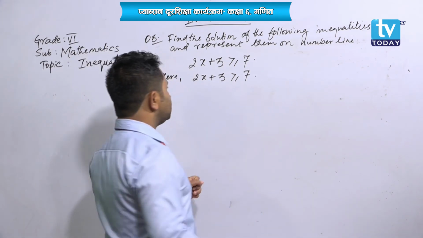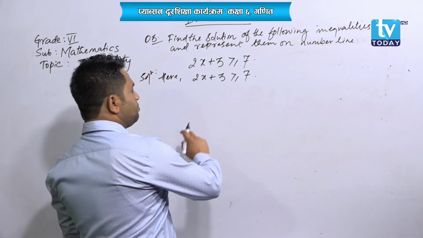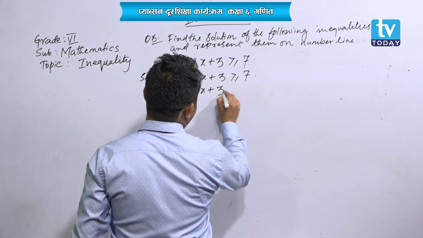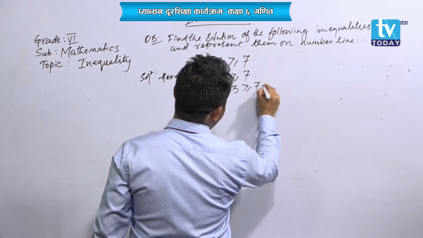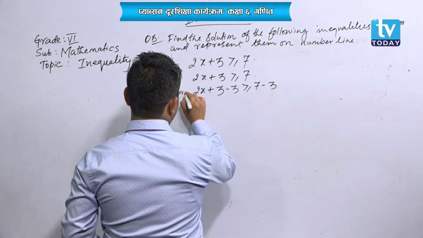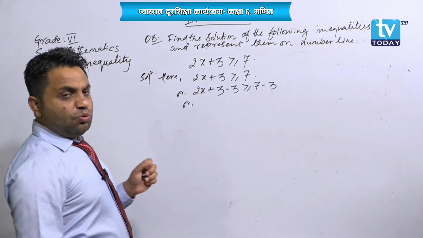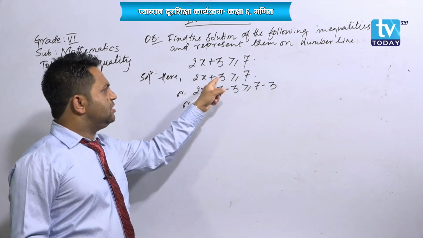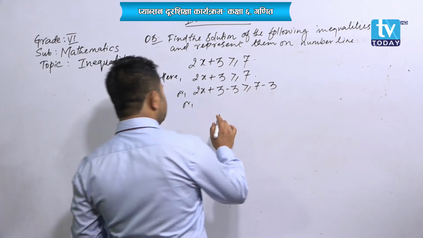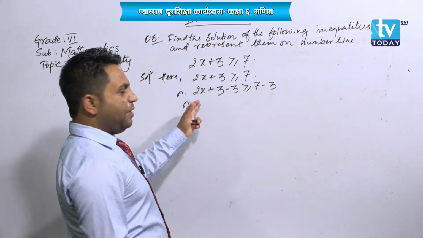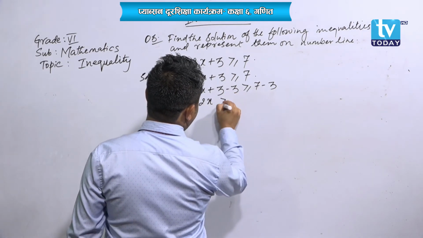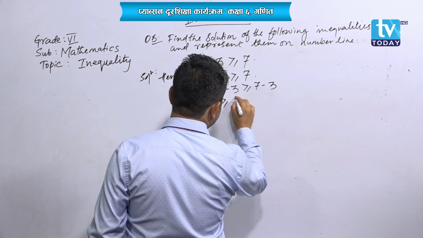Now first let us try to eliminate this 3, that means subtracting 3 on both sides. 2x plus 3 minus 3 greater than equals to 7 minus 3. Why are we doing minus 3 here? Because there is plus 3. If there is plus 4, then minus 4. If there is minus 5, then plus 5. Our intention is to find the value of x. Then 2x, 3 minus 3 is 0, greater than equals to 7 minus 3, 4.